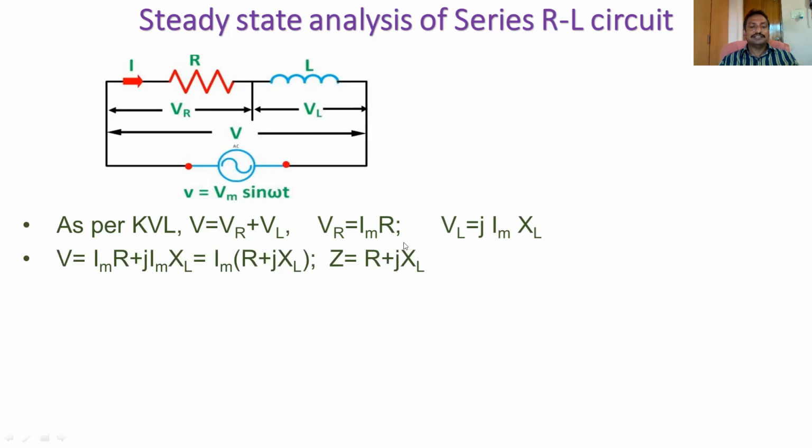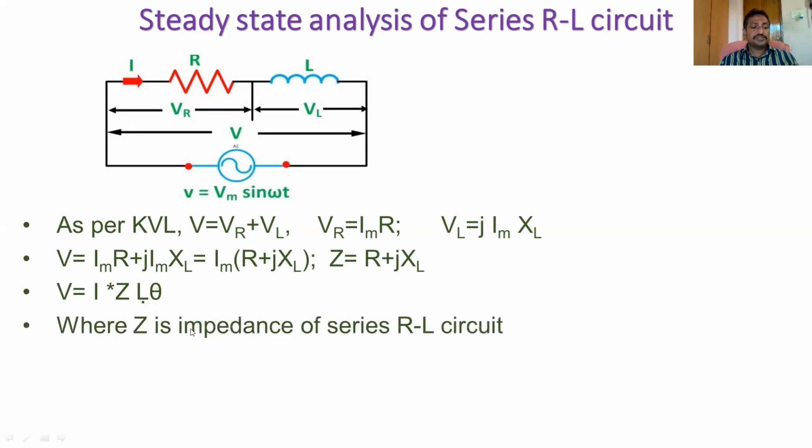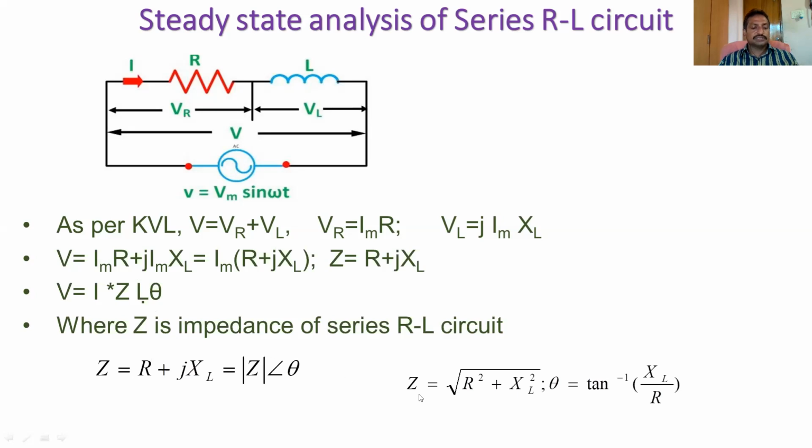So a new term is analyzed in this analysis. That new term is called impedance. Units are ohms only. Even inductive reactance units are ohms, and capacitive reactance units are ohms. Then we come back. This is the representation in rectangular form, but we want to represent it in polar form. V is equal to I into Z at an angle of theta, where Z is the impedance of the series RL circuit. So Z is equal to R plus JXL in rectangular form, and Z at an angle theta is polar form. We want to convert to polar form.